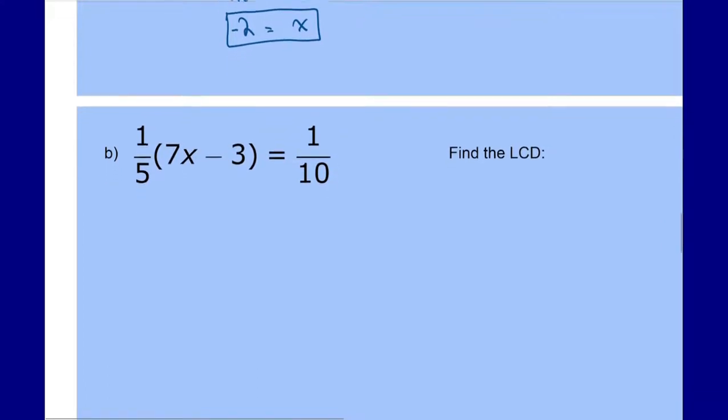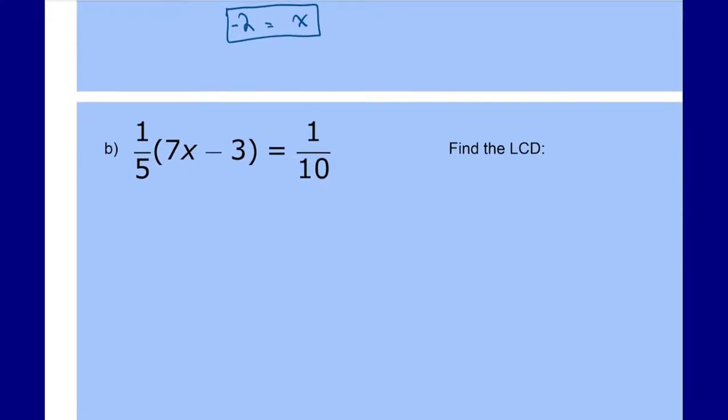If we look at the next example, 1 over 5 times (7x minus 3) is equal to 1 over 10. So again, we still have two fractions, a little bit less complicated than the previous one, which is okay, but we're still going to go through the same steps. Let's look for the lowest common denominator. In this case, the lowest common denominator isn't 5 times 10. It's not 50. 5 actually goes into 10, and 10 goes into 10. So our lowest common denominator in this case is 10. So I'm going to multiply both sides by 10.